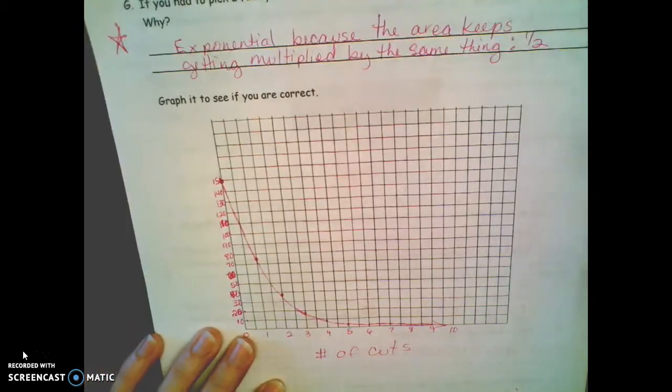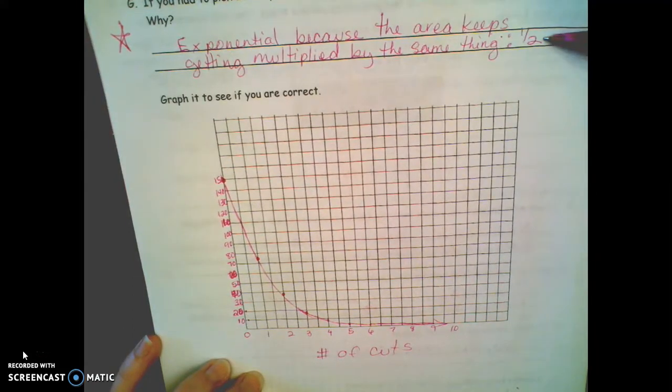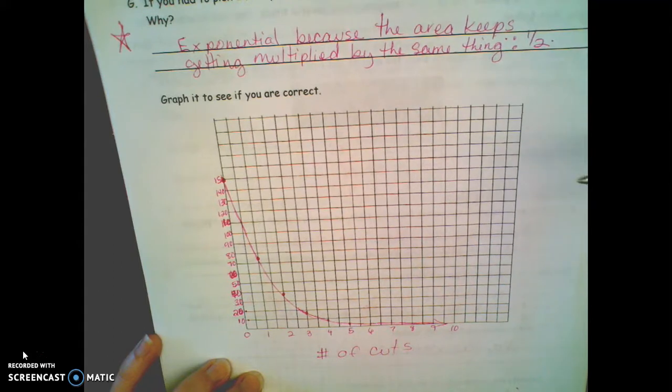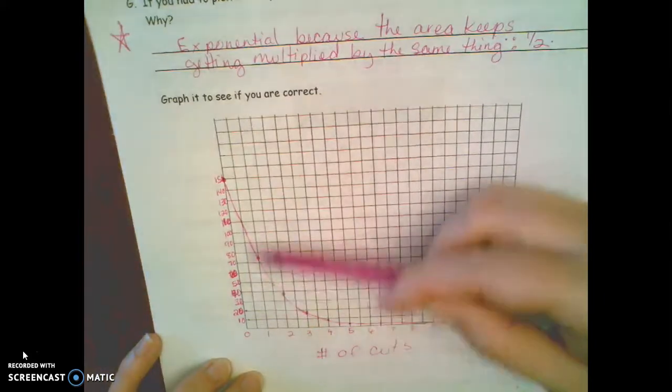Okay, so this is what it looks like. It is exponential because we're multiplying it by the same thing, which is 1/2. Or you could think about we're dividing it by the same thing, dividing it by 2 every time. And that's what mine looked like. I counted by tens. Yours might look a little different depending on your scale.